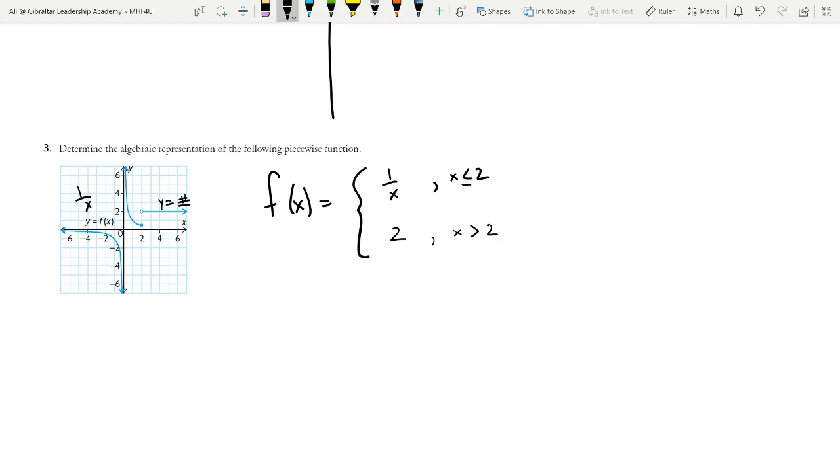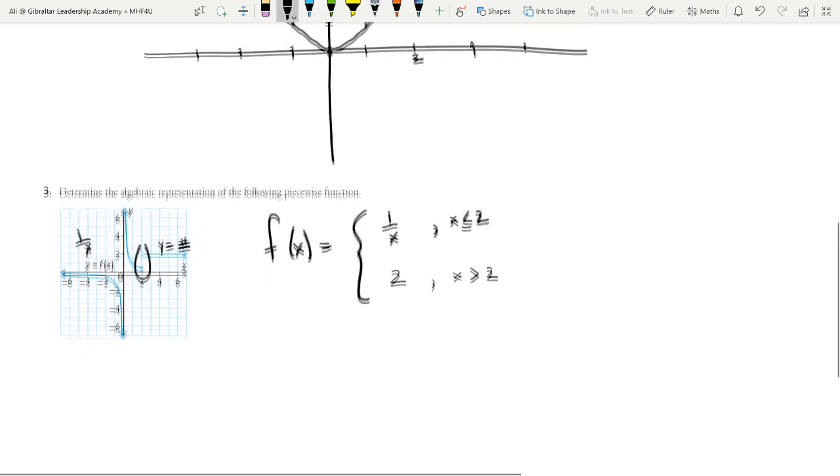So to the left of my key point here, the function is 1 over x. To the right, it's y equals a number because it's a horizontal line. So I just put that in my piecewise function form: 1 over x when x is less than or equal to 2, and 2 when x is greater than 2. And that is how we're going to have to work with piecewise functions.